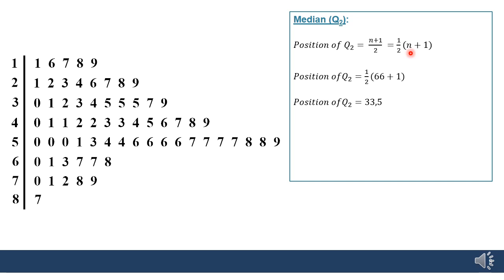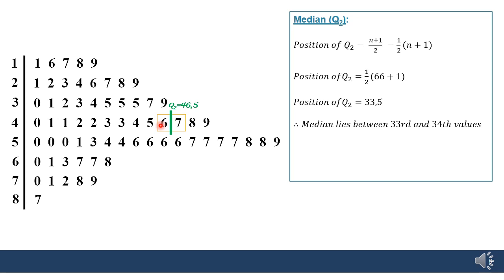Now it's very important that you realize that 33.5 is the position. So this tells me that the median, or quartile 2, lies between the 33rd and 34th values. Now I need to count. 1, 2, 3, 4, etc. I get to my 33rd value, and I can see that if I take the average of the 33rd and the 34th values, I'm going to get 46.5. So halfway between 46 and 47.